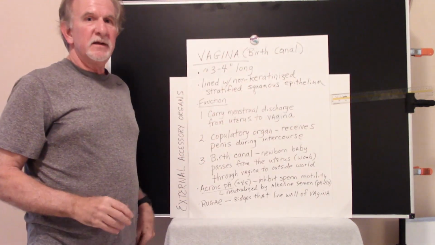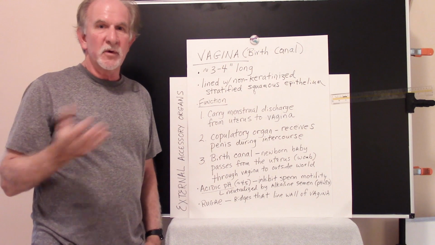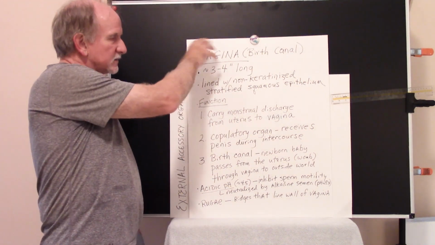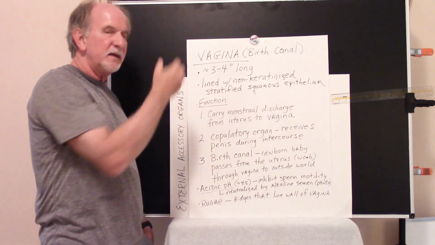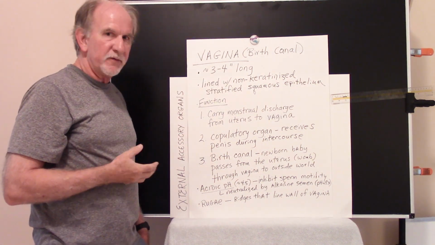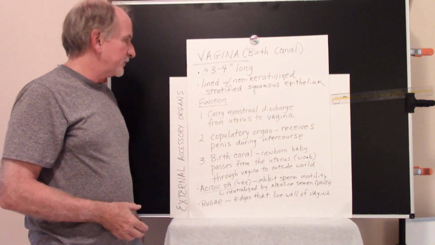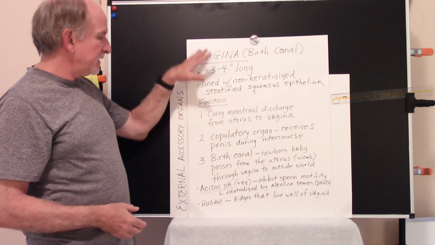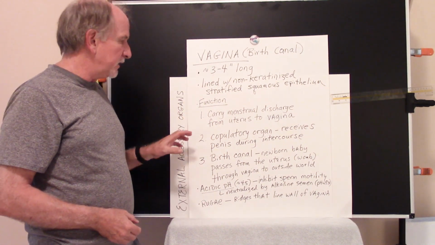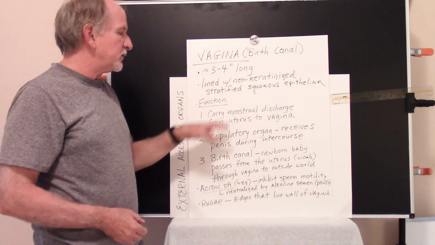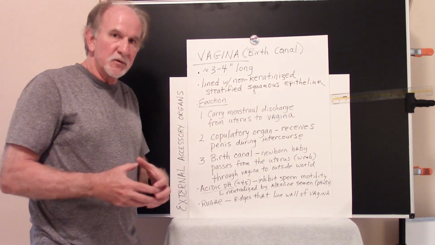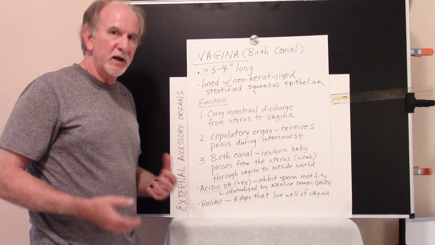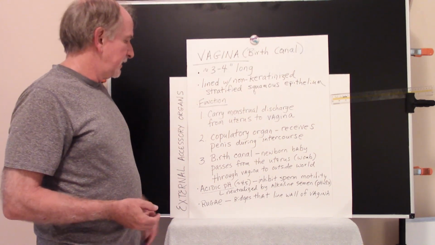The vagina is also known as the birth canal. It's 3 to 4 inches in length and lined with non-keratinized stratified squamous epithelium. The vagina has several functions. One, it carries the menstrual discharge from the uterus to the vagina, where it can be absorbed into a tampon that would be changed on a regular basis.